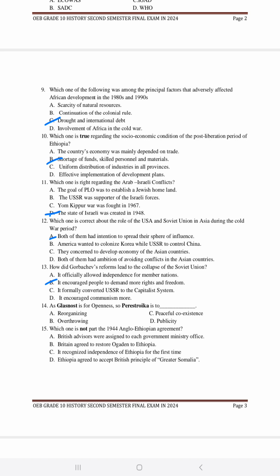As glasnost is for openness, so perestroika is to blank.